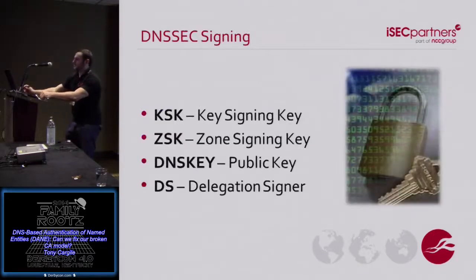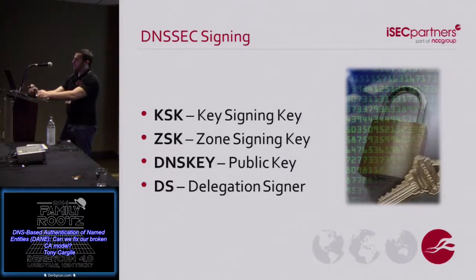But how does it do the signing? Because that's where all the security is in this protocol. You have a few things here: your key signing key, your zone signing key, your DNSKEY, which is going to be your public key, and then your delegation server. Basically, to protect your domain you're going to create two public-private key pairs, the key signing key and the zone signing key. Your zone signing key is the one that actually signs the records. So you're using this private key to sign and hash all of those records that are in your zone.